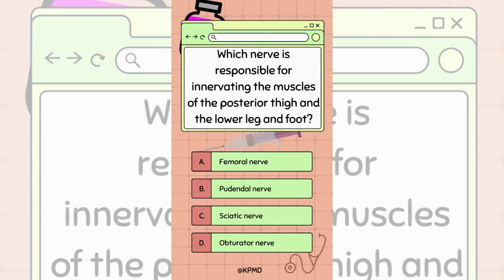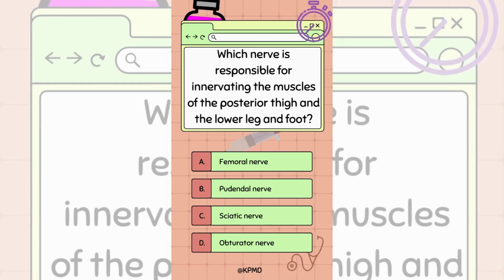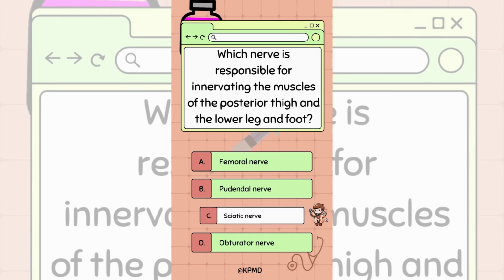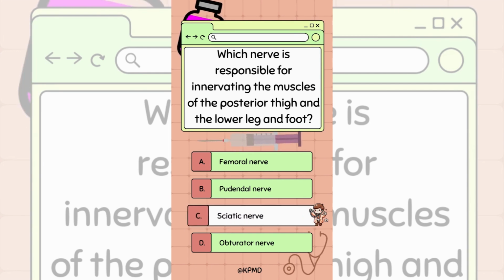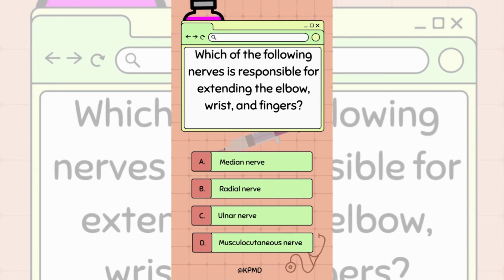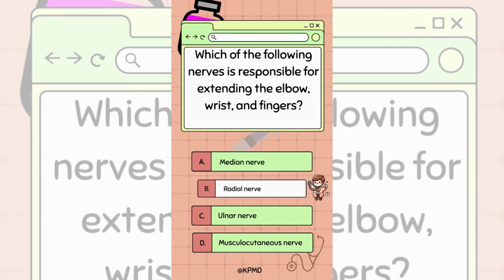Which nerve is responsible for innervating the muscles of the posterior thigh and the lower leg and foot? The answer is C, sciatic nerve. Which of the following nerves is responsible for extending the elbow, wrist, and fingers? It's B, radial nerve.